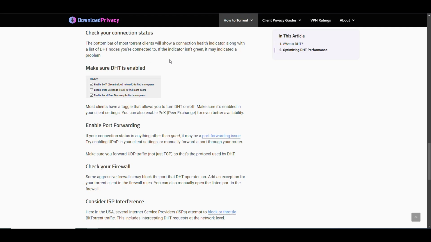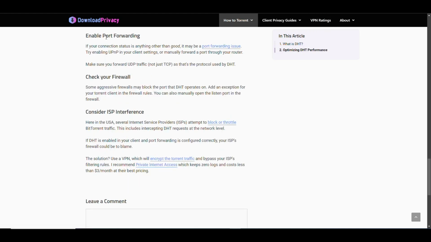Another thing is, when you're connecting to the network, you have to configure your client to be able to properly use the DHT nodes and network. And that is something that we set up in BitTorrent, where we said enable the DHT network to find more peers. If you have this enabled, then you take advantage of the DHT protocol to discover people that are sharing the files. There's some other things that they mention here, like enabling port forwarding.